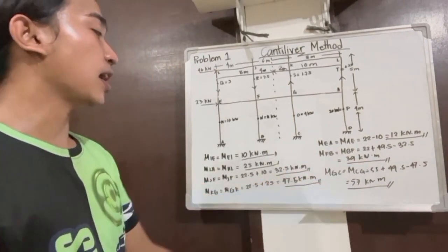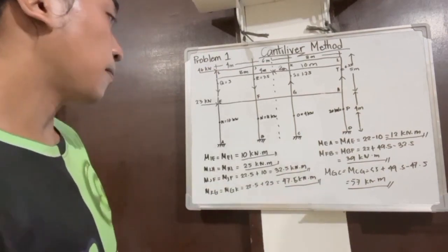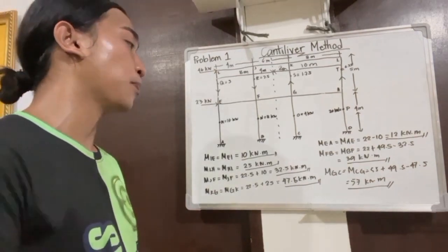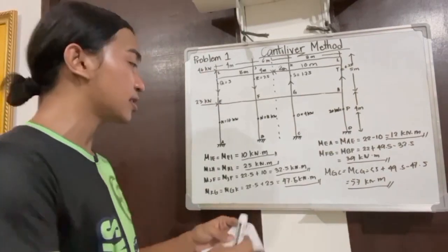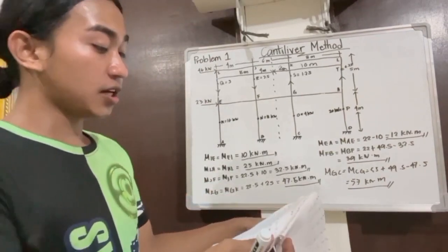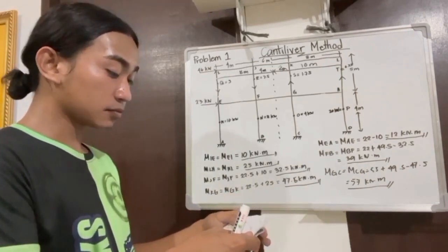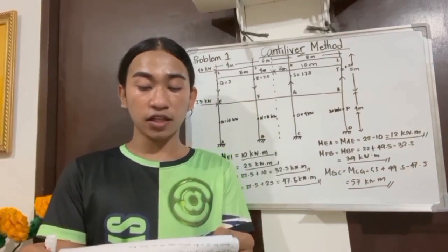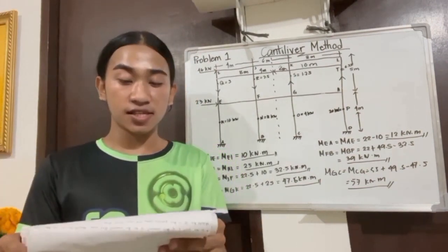And then for MGC, it is 55 plus 49.5 minus 47.5, which is 57 kilonewton meter. And last is MHD, which is 55 minus 25, which is 30 kilonewton meter. In this frame, we have calculated all the moments. We have calculated the shear forces in the beams.